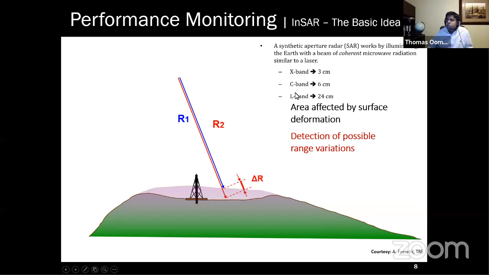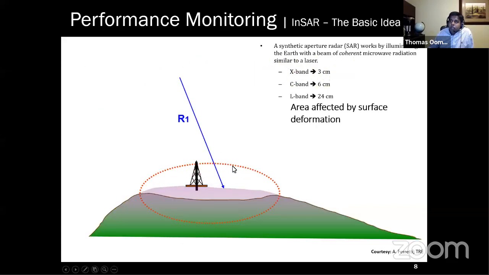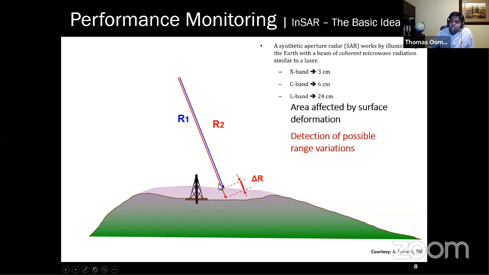So here, let me play this animation one more time so you can actually see. In this animation, you would see that when a satellite comes by and we image a location using the microwave radiation, the first time we have a range that we calculated, and that would be R1. By the time the satellite came the second time, the ground experienced some kind of settlement or movement, so the range has changed now. The change in range is delta R. The first range was R1, and the second range was R2. And what we are trying to find out from our microwave remote sensing is that change in range.